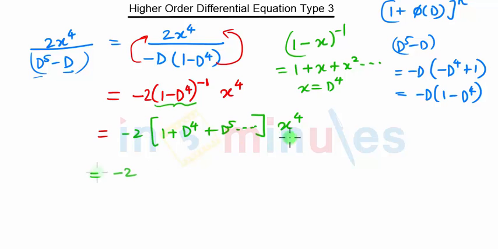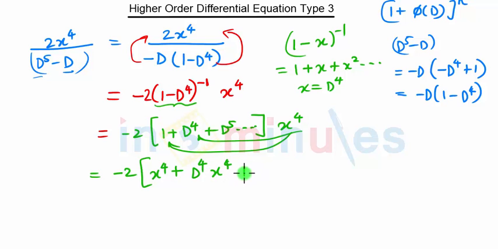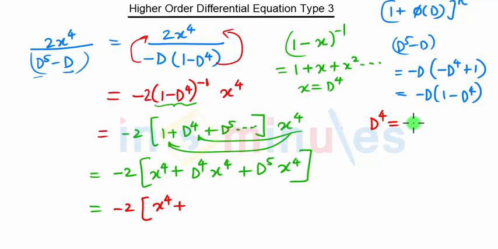Now I am going to multiply with each term. So I will get x raised to 4, D raised to 4 x raised to 4 plus D raised to 5 x raised to 5. Minus 2 will remain as it is. x raised to 4 will also remain as it is. D raised to 4 is nothing but D4, that is the fourth derivative of x raised to 4.